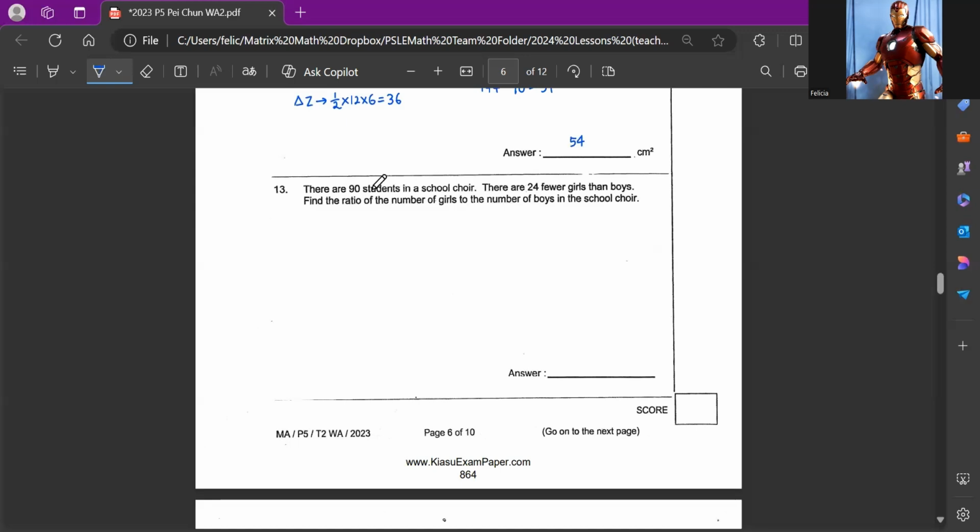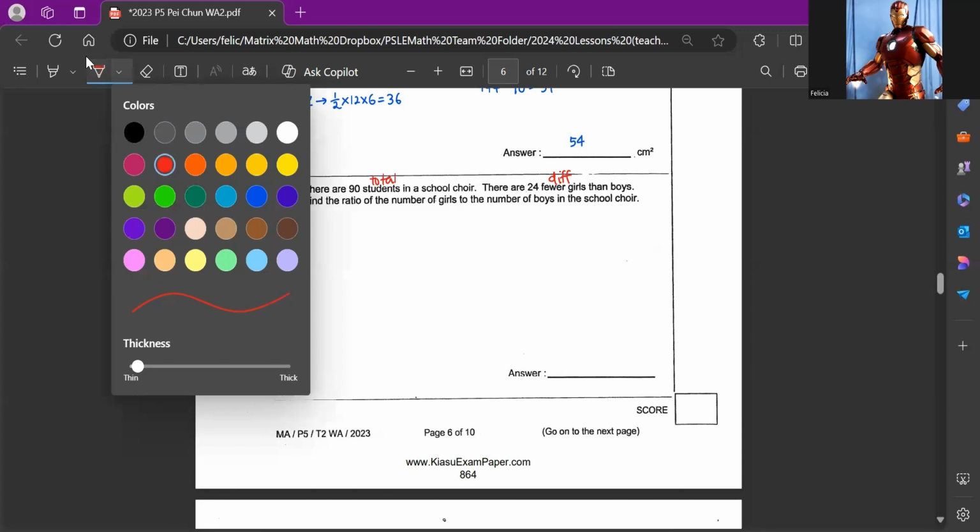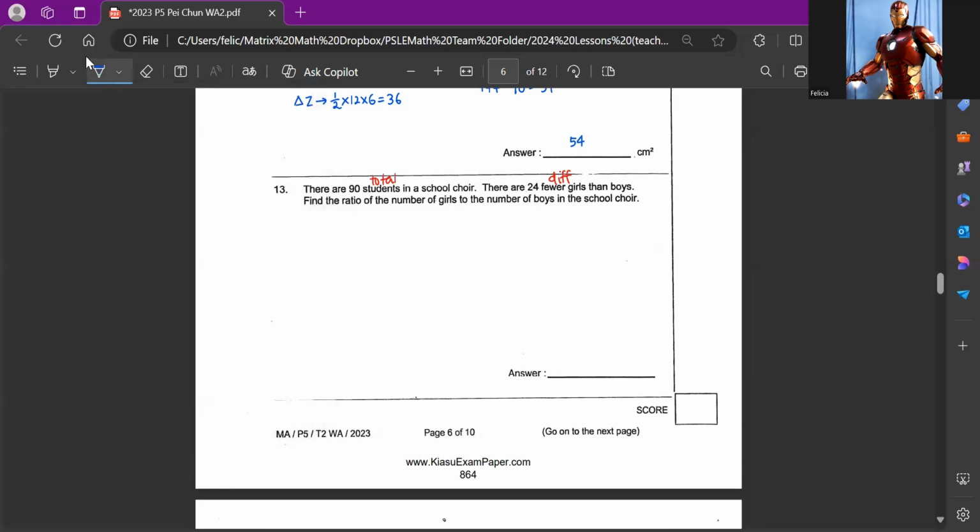Some of you just take 90 minus 24 and tell me the answer is the number of girls. But that's not true, because this 90 is not boys. This 90 is the total students. Let me put a note down. This is the total, and this is the difference. When you are given just total and difference, recall your lower primary concepts: you can use a simple comparison model to solve for girls and boys. They say there are 24 fewer girls than boys, so boys should be larger.